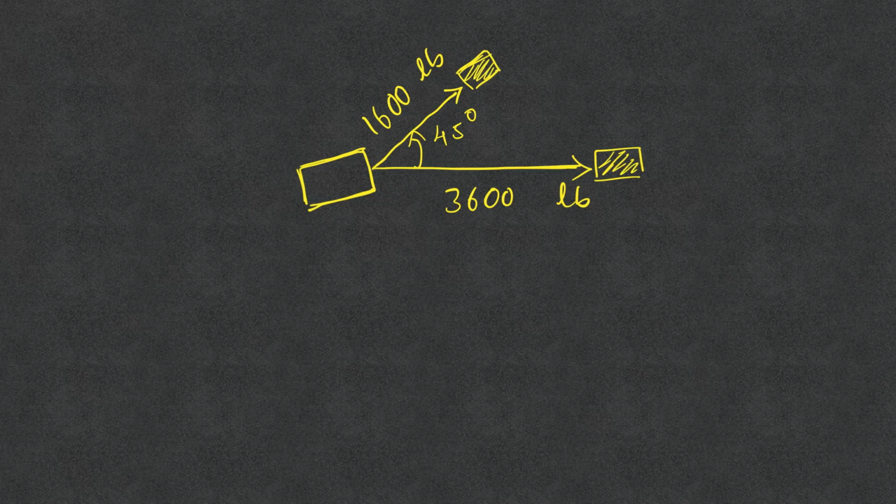In this problem, the system is set up so as to show two force vectors, one acting along the x-axis with 3,600 pounds and the other one making an angle of 45 degrees with the x-axis, pulling with a force of 1,600 pounds. Let me call the first vector F1 and the second one F2.